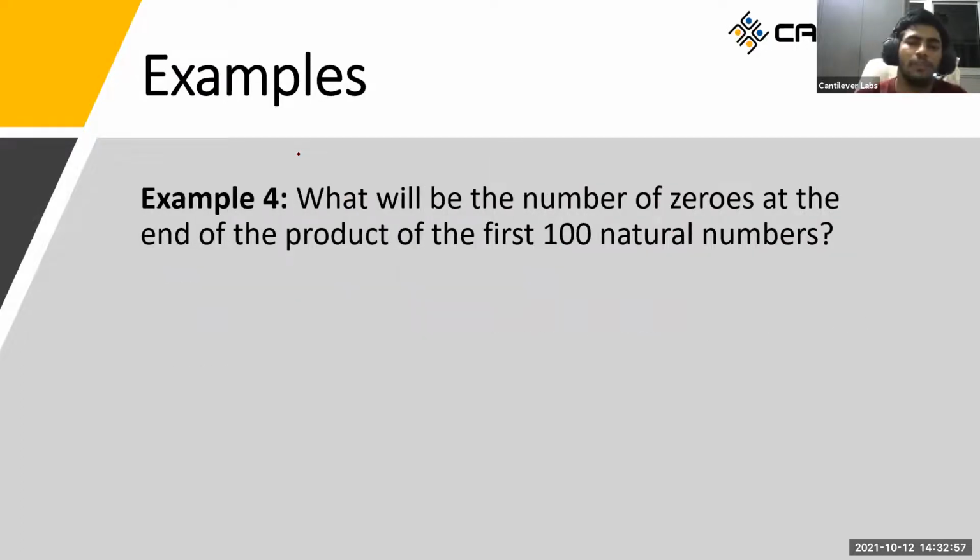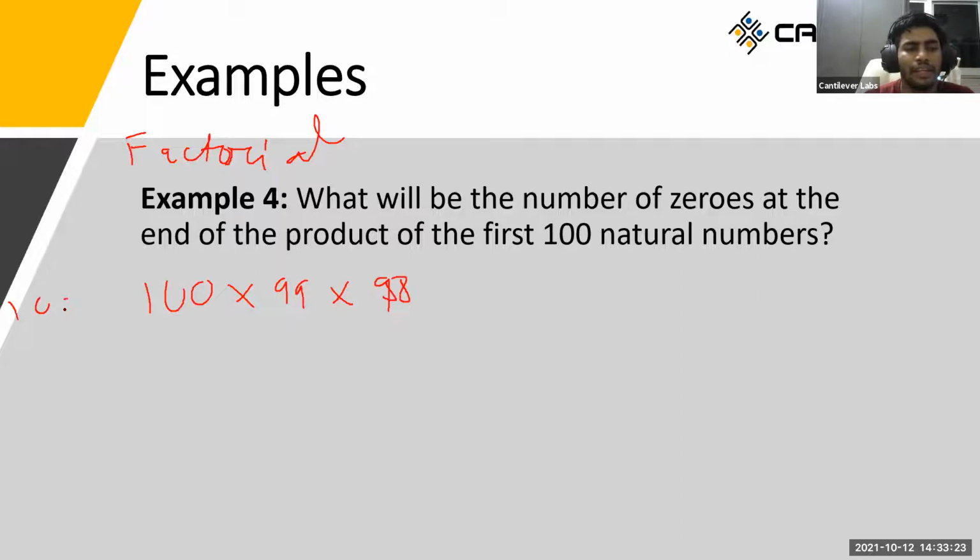Okay, moving on. What will be the number of zeros at the end of the product of the first 100 natural numbers? The approach to this question is, we can clearly see this is a question from factorial. The product of the first 100 natural numbers would be 100 multiplied by 99 multiplied by 98. So this is essentially 100 factorial. The question can be phrased in a different way: what will be the number of zeros at the end of 100 factorial? It could be something like that. So you need to just see through the question and solve it for yourself.